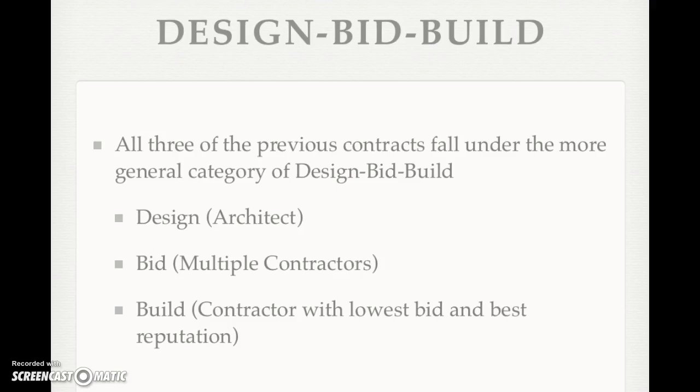These three sorts of contracts all fall under the design, bid, and build process. The first process is design, and it's done by an architect, and then the architect makes plans, talks to engineers, and sees what is all going to be needed to get the project completed in the way that the customer wants. Multiple contractors then bid on the process of how it will be to follow these plans and build what the customer actually wants.